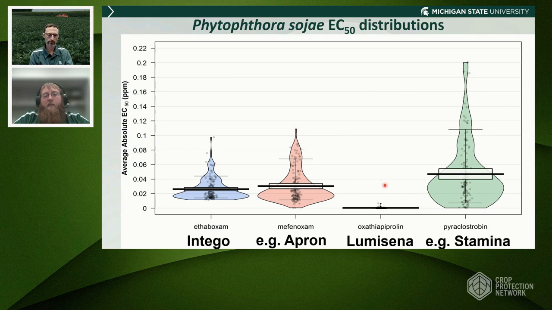It doesn't necessarily mean that it's a better overall product. And what I mean by that is we know that there are some inherently resistant species to both oxathiapiprolin as well as ethaboxam. So if we were just treating soybean seed with one of those, we'd control Phytophthora sojae great, but there are some other oomycete species that would not be controlled by those compounds.